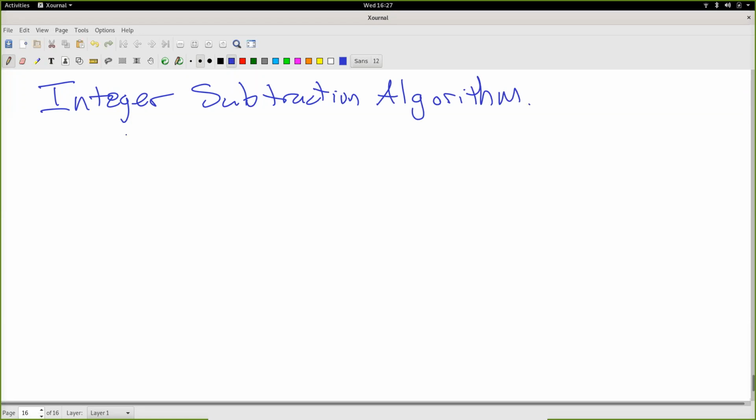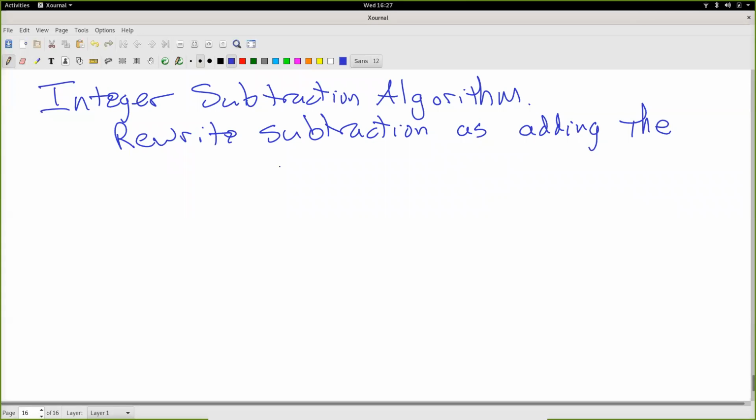is that we rewrite subtraction as adding the opposite number. That's it. Now it's an addition problem, and then we just look at the addition algorithm.